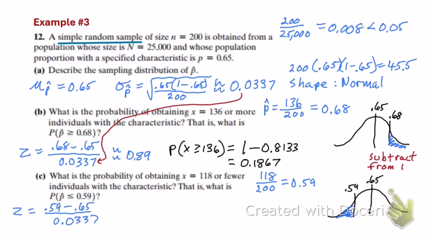Again, just using the standard deviation I got from part A up there. And I'm getting this for a z-score, negative 1.78. So that's almost 2 standard deviations away from the mean. So I'll look it up in the table. And that's what I'm getting. So the probability that with that distribution I would get 118 or fewer people with whatever characteristic we're talking about is less than 4%. So not real likely.